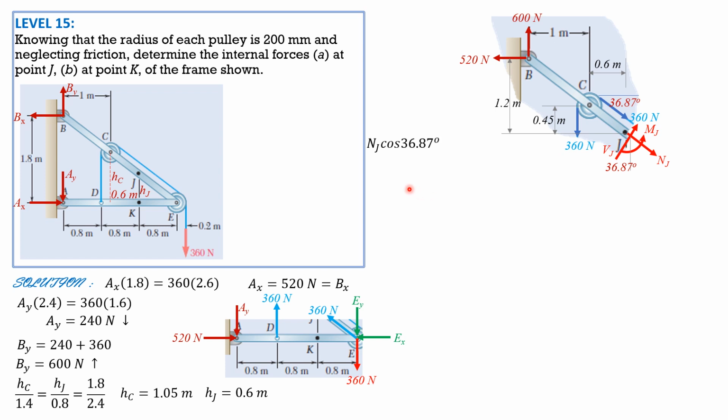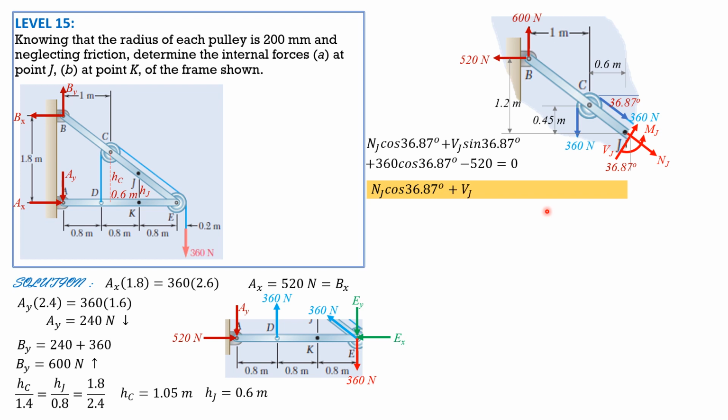So summation of forces in x equals 0, horizontal equals 0. So horizontal component of NJ cosine of 36.87, then plus VJ sine of 36.87, then minus 520 plus 360 cosine of 36.87 degrees, then minus 520 equals 0. Simplifying, NJ cosine 36.87 degrees plus VJ sine 36.87 degrees equals 232. Call that equation 1.